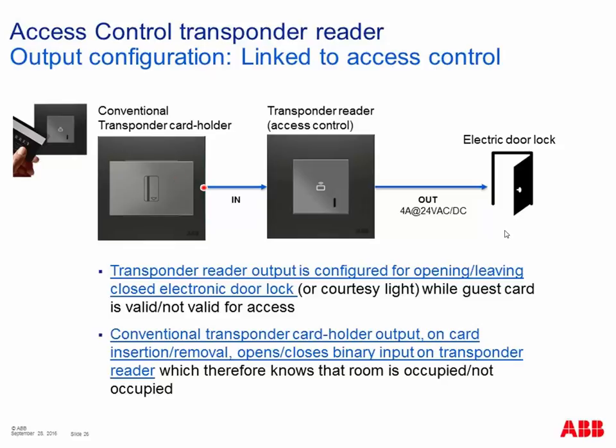But if you connect this card holder with the binary input of the transponder reader, this card holder enters your access control installation, and so with this configuration you can know if someone entered the room. And so, for example, you can create some scenes, or some other command, for example switching on or switching off the light.